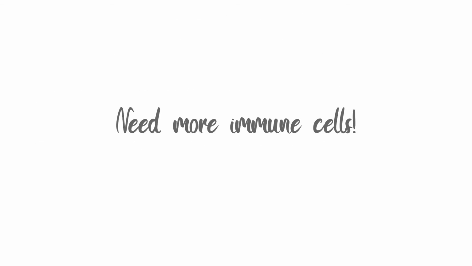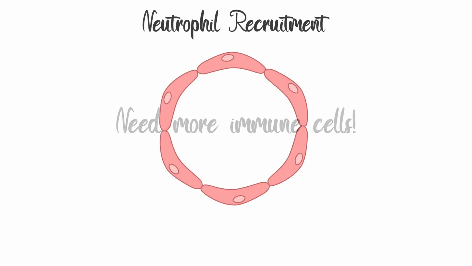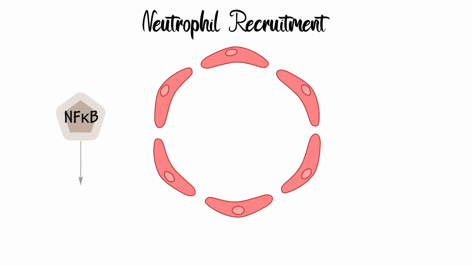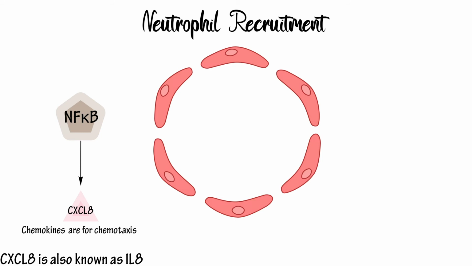Now, of course, we need more immune cells, namely phagocytes, so we can destroy as much pathogen as possible. These cells don't just flow out of the blood vessel, they need help to get out. So how do these cells enter the tissue? Remember NF-kappa B? It also codes for the chemokine CXCL8 and adhesion molecules like E-selectin. Chemokines are proteins that induce movement of cells, or chemotaxis.